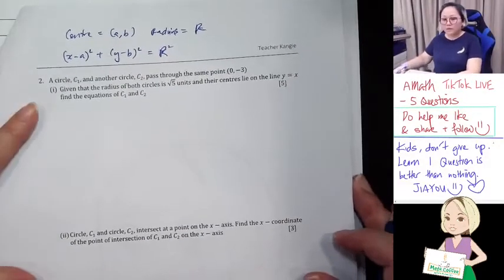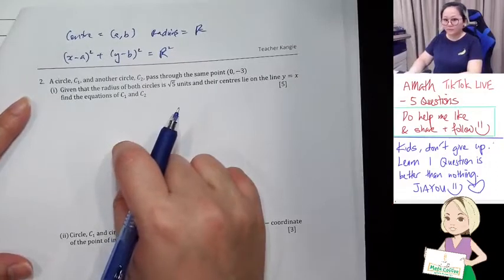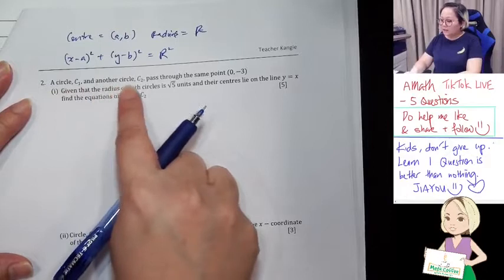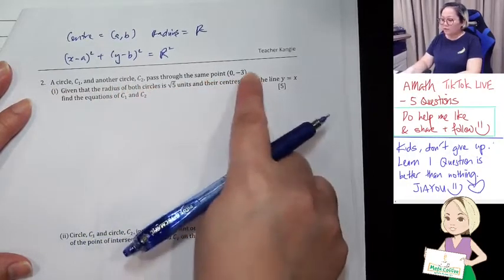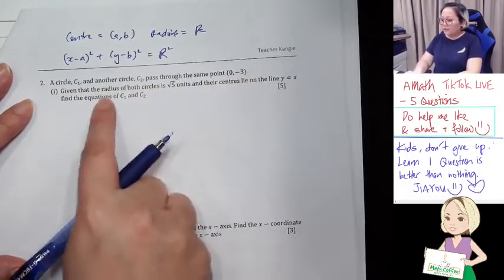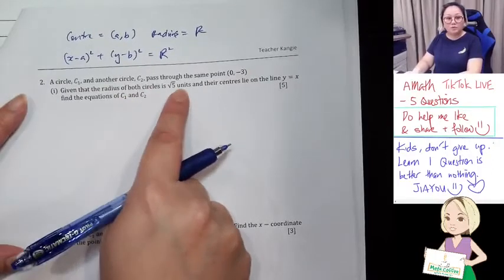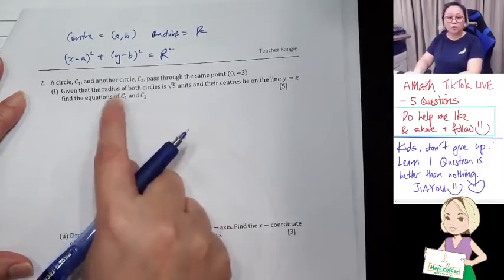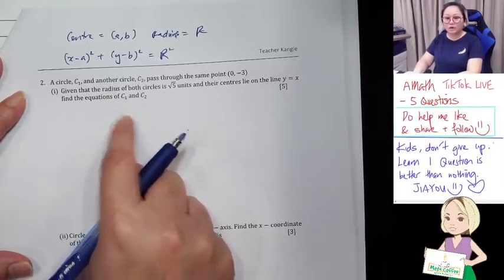Okay, so let's take a look over here. A circle C1 and another circle C2 pass through the same point (0, minus 3). Then they say that the radius of both circles is square root 5. The center lies on this line. So find the equation of the two circles.